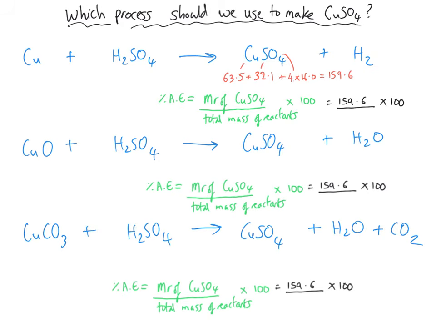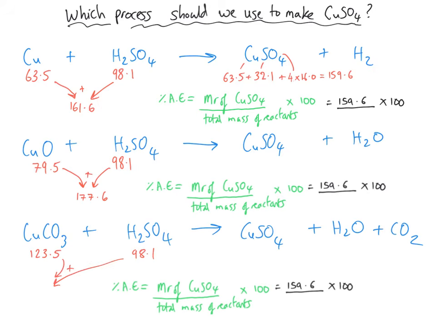The total mass of reactants varies each time, so the MR of these 2 adds together to make 161.6, and then the MR of copper oxide and sulfuric acid adds together to make 177.6. And then the MR of copper carbonate and sulfuric acid adds together to make 221.6. So in each case, those total masses of the reactants goes on the bottom of our calculation, and when we crunch the numbers, here are the percentages we get in each case.